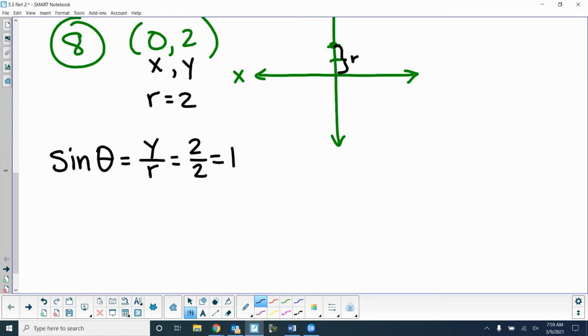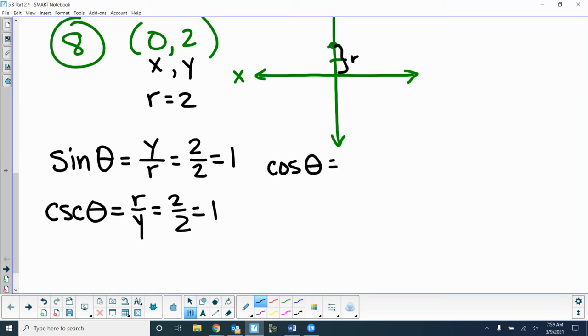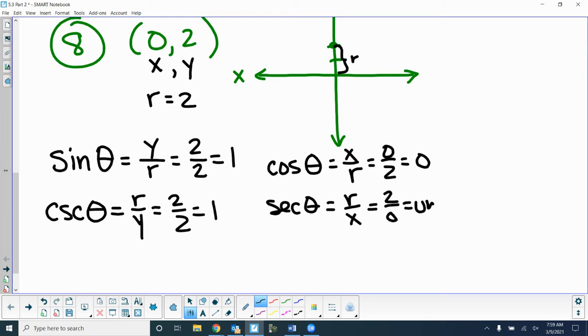Then I know the cosecant is the reciprocal, which would be R over Y, which is still 2 over 2. The cosine comes before sine, so X comes before Y. So this is X over R. My X value is 0, my R value is 2, so 0 divided by 2 is 0. For the secant, it's R over X, which makes it 2 over 0, which is undefined, right? You can't divide by 0.